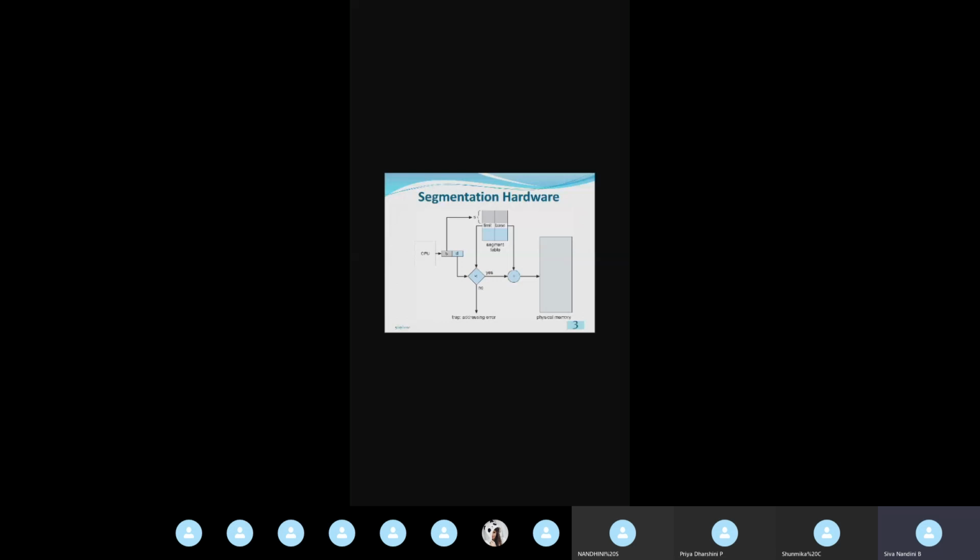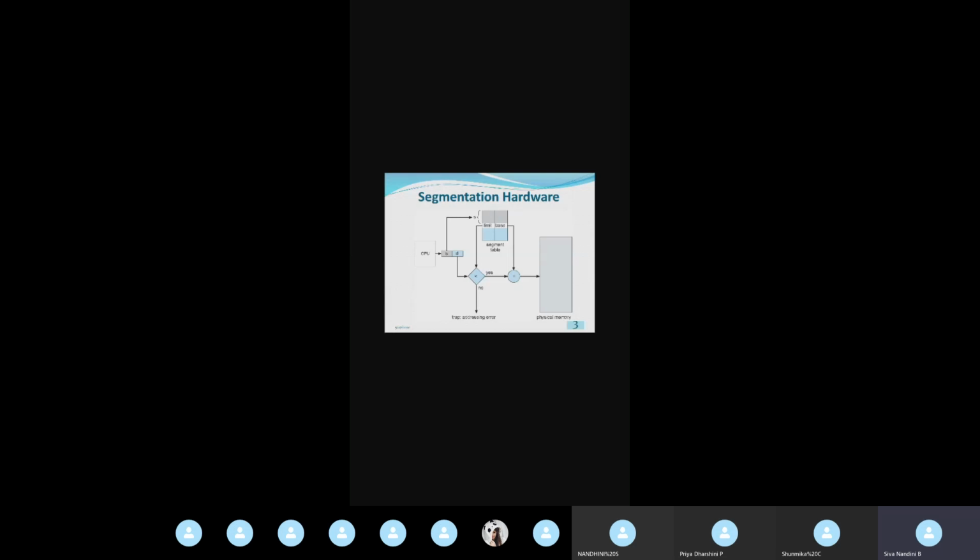Else, it results in an addressing error, because the first segment runs from 100 to 150. If it exceeds 50, for example if the offset is 55, it is not less than the limit register content, so it leads to an addressing error. That is, this offset doesn't lie within the particular segment, say segment number 1. Like this, we compare the values.